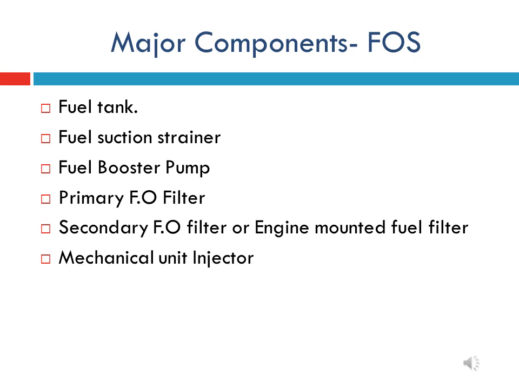Major components of fuel oil system. Fuel oil system of HHP locomotive consists of fuel tank, fuel suction strainer, fuel booster pump, primary fuel oil filter, engine mounted fuel oil filter or secondary fuel oil filter, fuel supply return manifold, and mechanical unit injectors. So let us discuss briefly on these major components one by one in different slides.